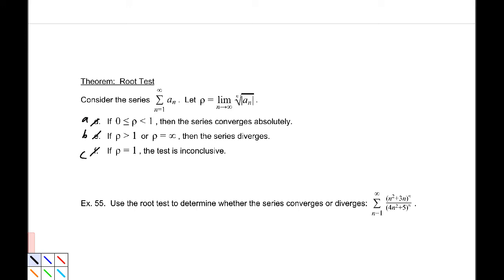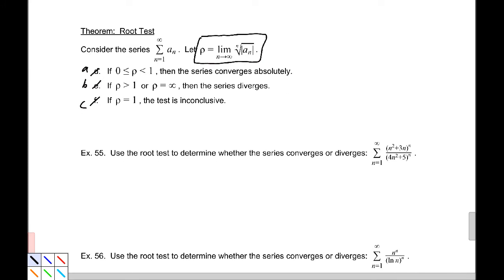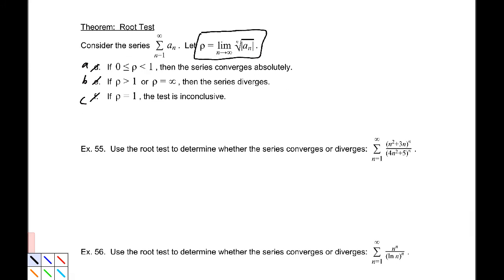However, we define rho differently. Rho is the limit of the nth root of the absolute value of a sub n. That's why it's called the root test. This is very useful whenever you have something with a lot of n exponents. This is related somewhat to logarithmic differentiation, actually.